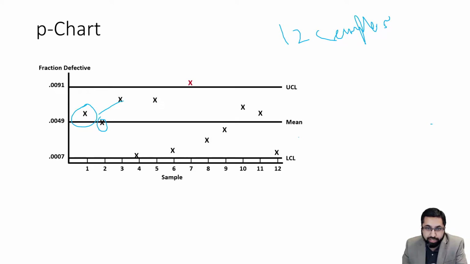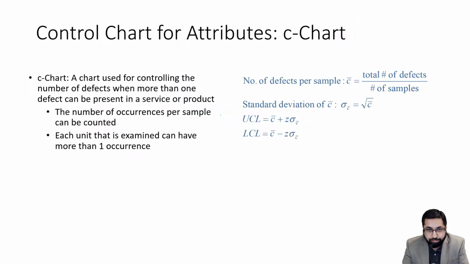So you plot all the data, and you see that sample 7 is outside the control limit. So on that day, people made more mistakes than usual. So maybe you want to check who was doing the deposits that day. Maybe they're not well trained, things like that. Now let's talk about control charts.